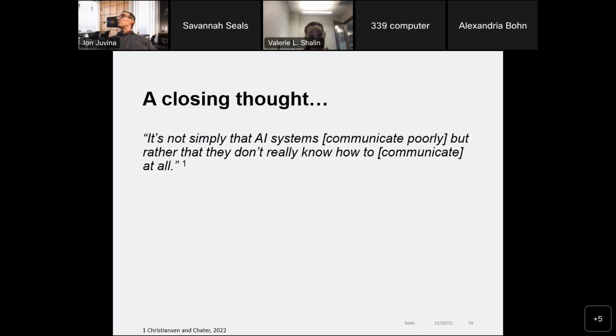And then a closing thought, it's not simply that AI systems communicate poorly, but rather that they don't really need to know how to communicate at all. Again, reflecting the idea that these are models that are trained on the form of language rather than the underlying semantic content. And with that, I'll take questions.